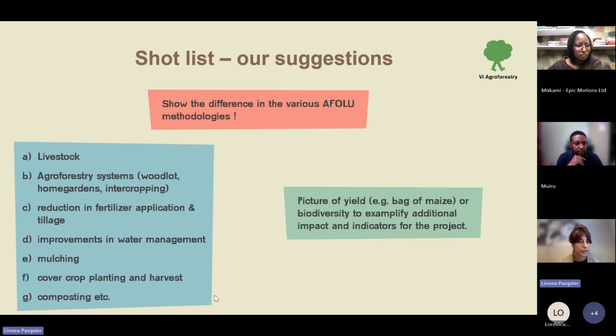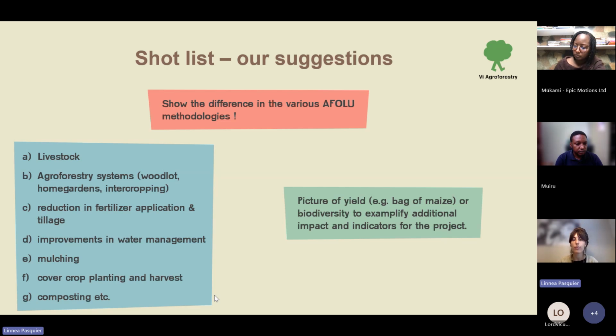Like I said, livestock. It could be agroforestry systems, because you then store it in the tree. So different types of system designs. It could be reduction in fertilizer application and tillage. Tillage is when you till the soil to prepare for sowing. Improvements in water management, mulching, cover crop planting and harvest, and composting. These are often things that are included in the AFLU methodologies.